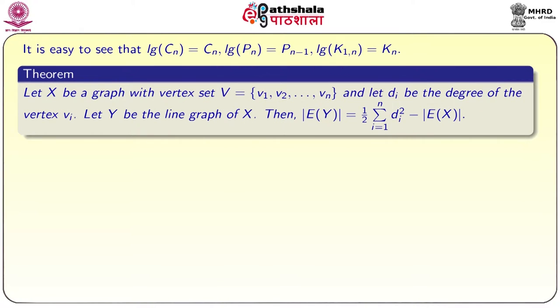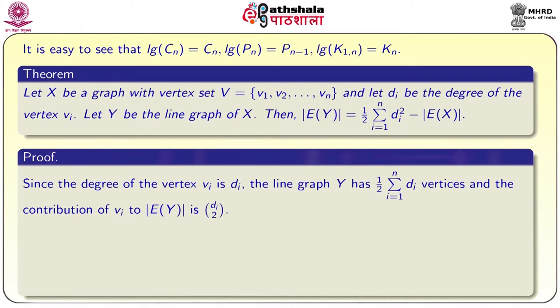We have one small theorem on line graphs. Let X be a graph with vertex set V equal to V1, V2 and so on Vn. Let di be the degree of the vertex Vi, and let Y be the line graph of X. Then the edge set size of Y is equal to 1 by 2 summation i equals 1 to n of di square minus the edge set size of X.